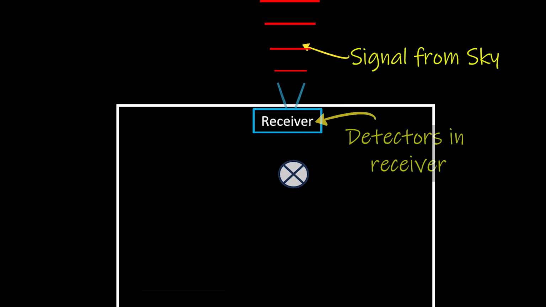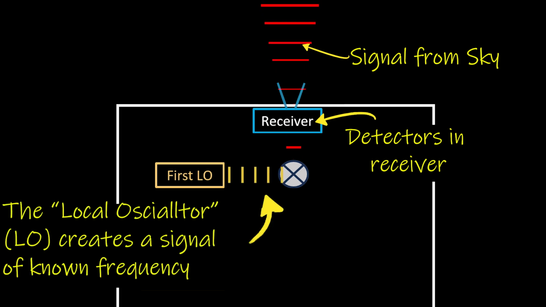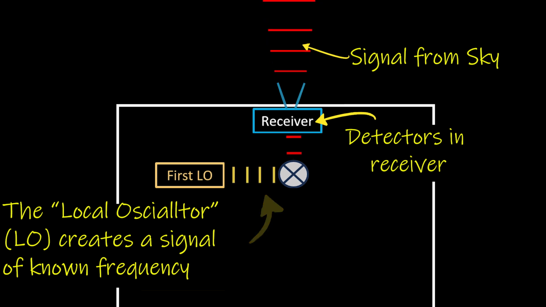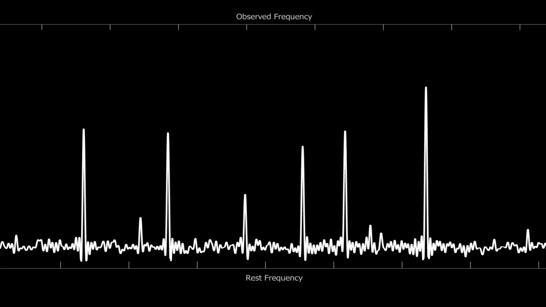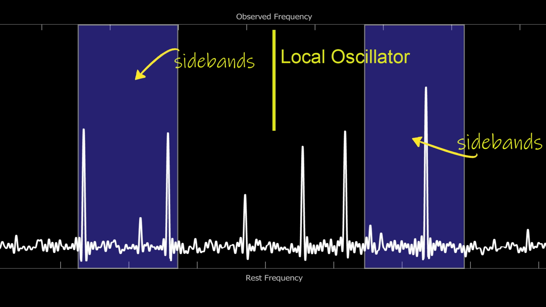When the sky signal reaches the detectors, we combine it with a locally generated signal of known frequency. This signal is created by a component called the local oscillator, or LO. The LO is what determines which range of frequencies we can observe within a given tuning. When we combine the LO signal with the sky signal, we end up with two specific windows in frequency space that we can observe. The windows we create are called sidebands, and we can't detect anything outside of those sidebands.